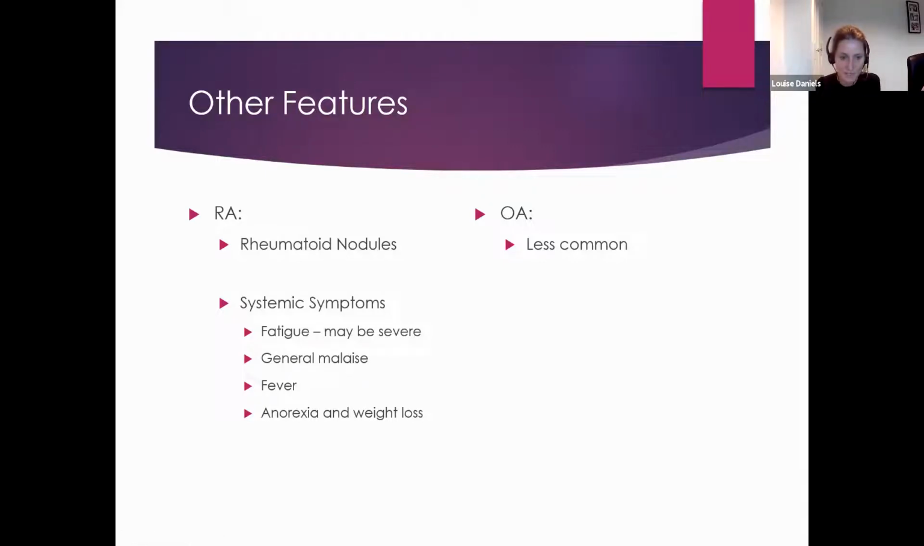Rheumatoid arthritis patients may have a lot of systemic symptoms. Fatigue can be very severe. They may have general malaise, low-grade fevers, anorexia, weight loss. These other features are less common in osteoarthritis.